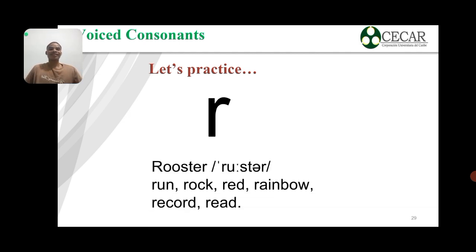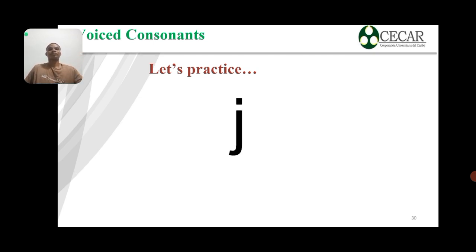This consonant is the letter R. It is pronounced like this: r, r, r. Let's pronounce the next words. Rooster, run, rock, red, rainbow, record, read. Let's continue.